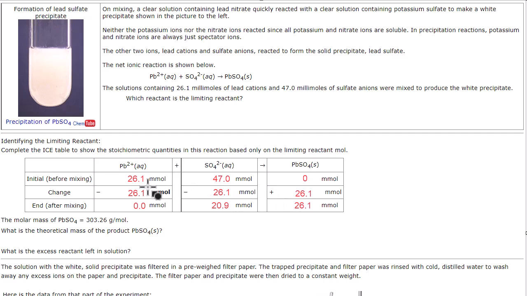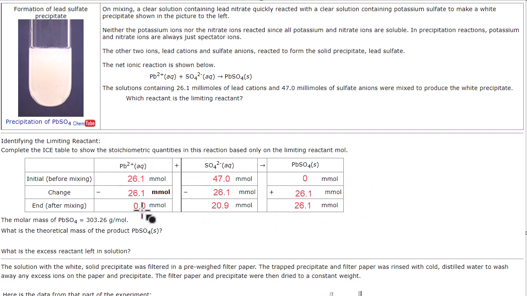And again, once you get one of these values in the change row, the rest will follow. In this case, because we have a 1, 1, 1, they'll all be identical. If this had been a 2, we would have had 2 times 26, 52.2 millimoles used up. And if this had been a 2, our sulfate would have been the limiting reactant. Okay, this is a very important table. You'll see these over and over again, and you should look at them, and they make a lot of sense.